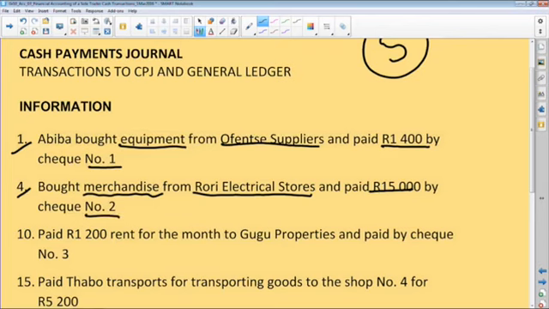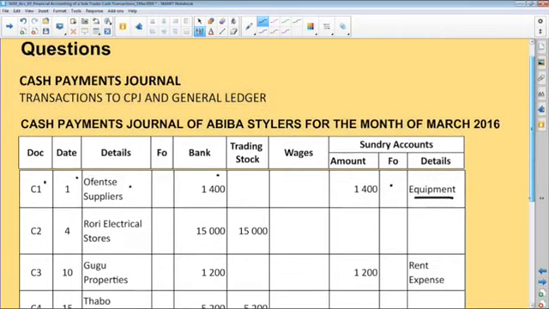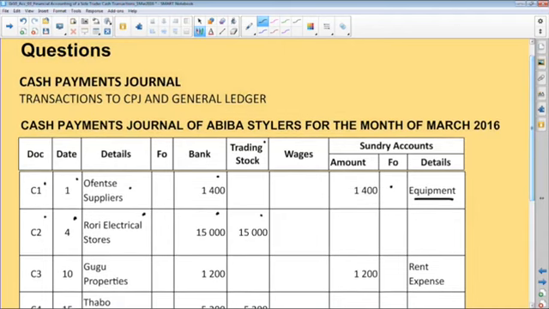Now let's go and look at the CPJ. Here I have it. Check number 2. On the 4th, Rory Electrical Stores. We bought for 15,000. That's number 4, the amount. And here's my account, or my column for trading stock. So your trading stock will go up because we bought more. Let's go and look at the next transaction.